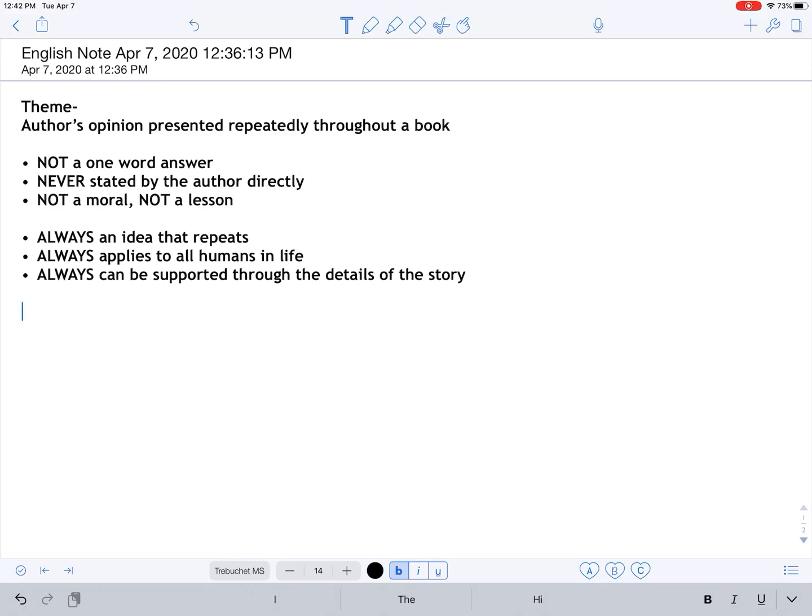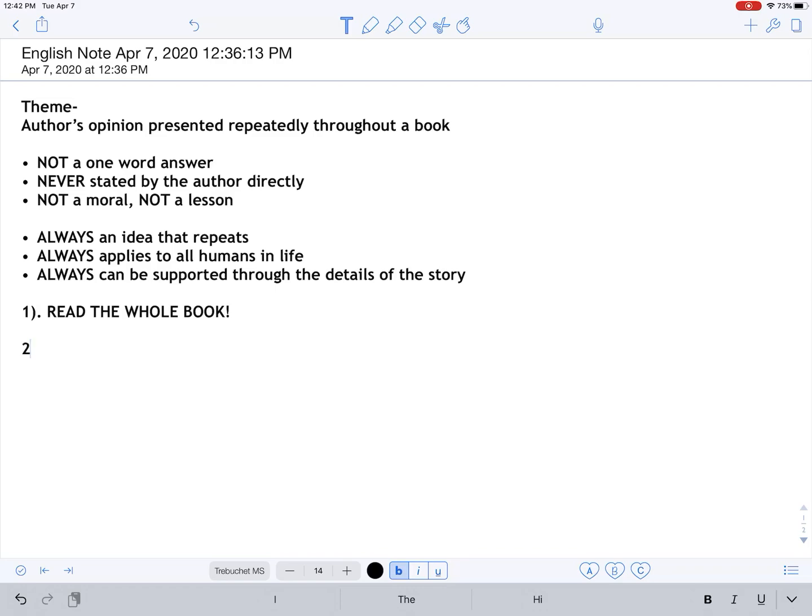So let's go into these steps so that we can start really figuring out what the theme is of your book. Step 1, read the whole book. You cannot determine a theme from the first chapter. You cannot determine a theme from the first few pages. You have to read the whole book to see where the ideas repeat and where the ideas are emphasized.